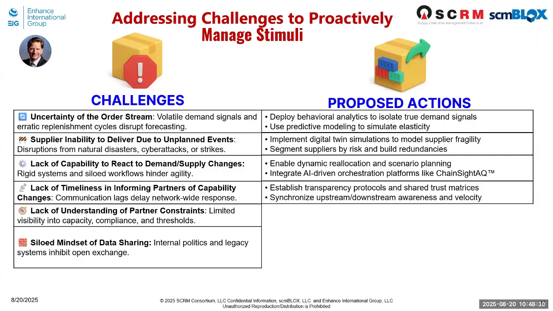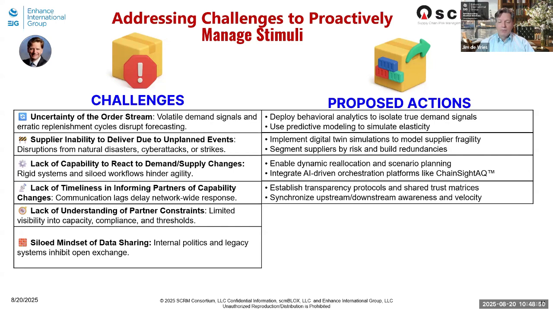The next is lack of timeliness of informing partners of capability changes. Establish those protocols and trust matrices, how you're going to react, who owns what, collaborate with your folks upstream and downstream, communicate.